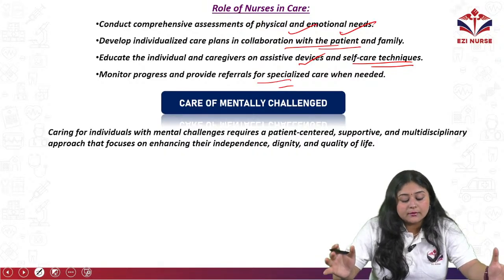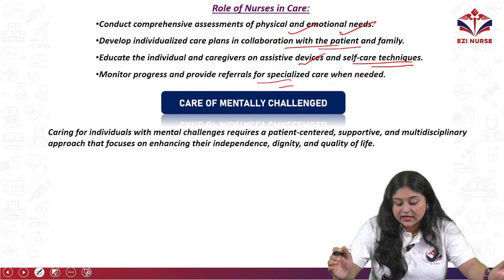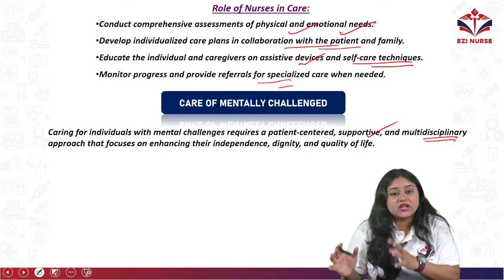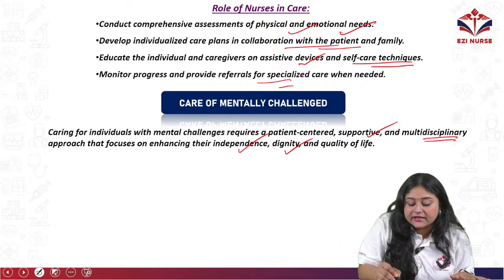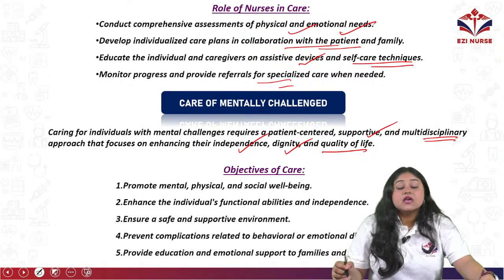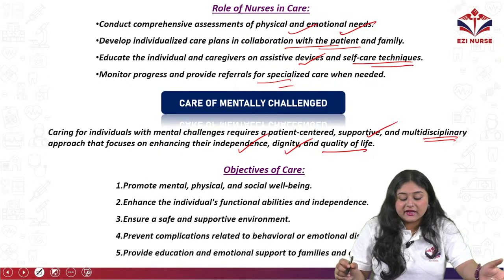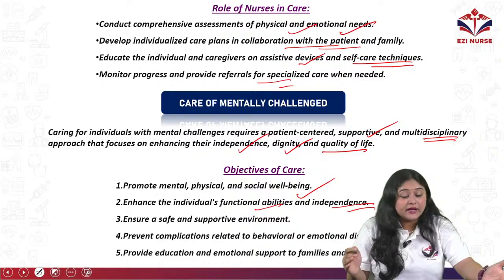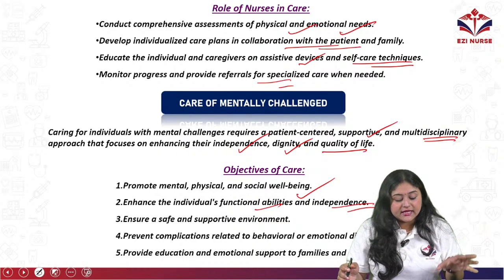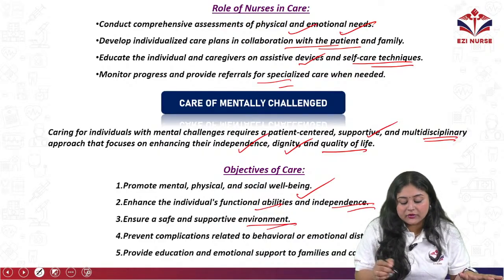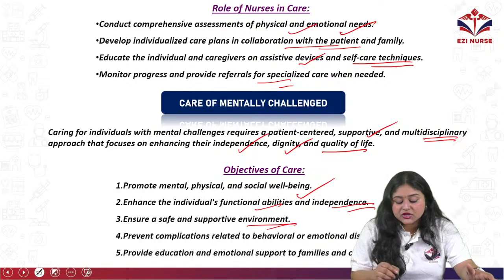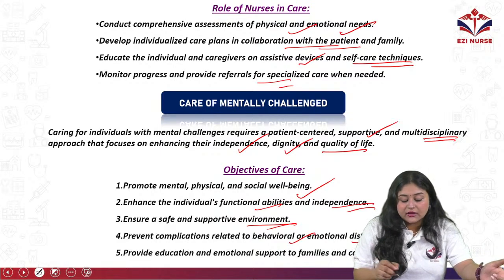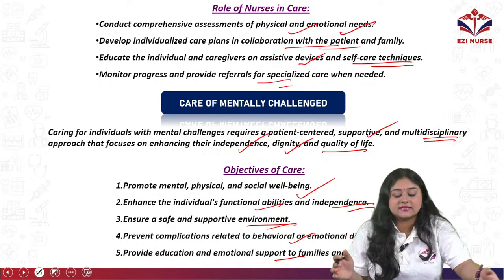So now come to the care of the mentally challenged person. Individuals who are mentally challenged mainly require patient-centered care, supportive care as well as a multidisciplinary approach. These three components mainly focus on enhancing their independence, dignity as well as quality of life. So what are the objectives? First is to promote mental, physical and social well-being. Then enhance the individual's functional abilities as well as independence, especially in their own categories. Then we also have to ensure a safe and supportive environment. We also have to prevent complications related to behavioral as well as emotional disturbances, and also provide education and emotional support to the families as well as the caregivers.